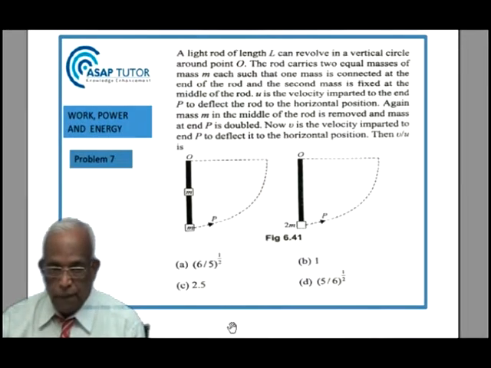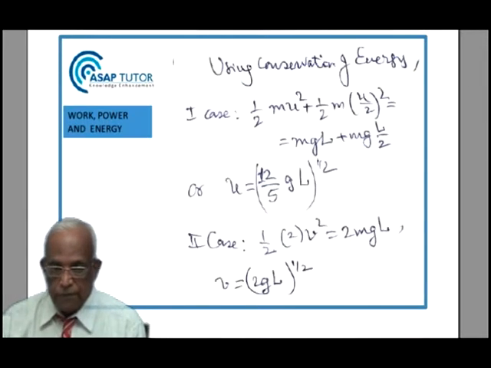Let's check D. 5 by 6 raised to half. It has to be less than what it was earlier.